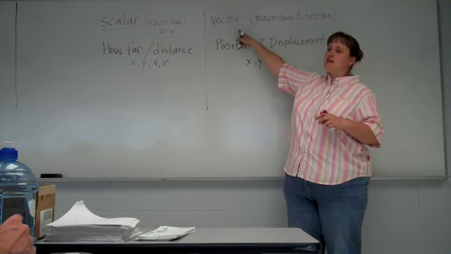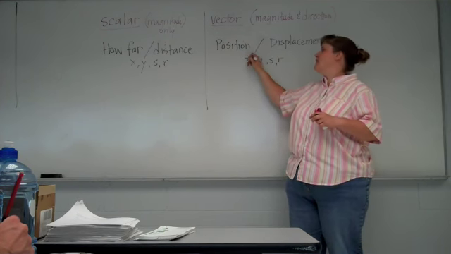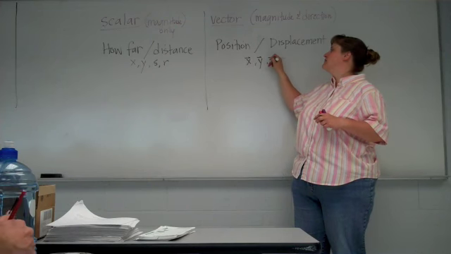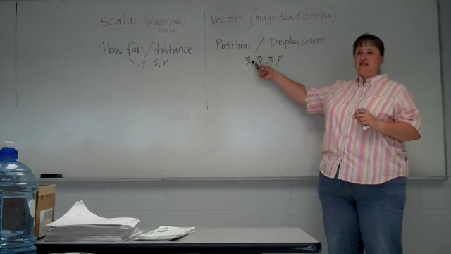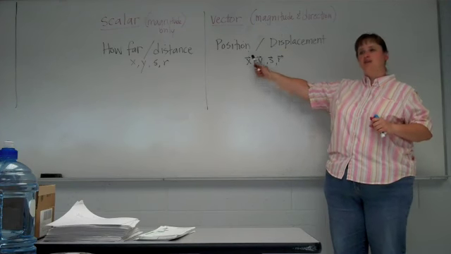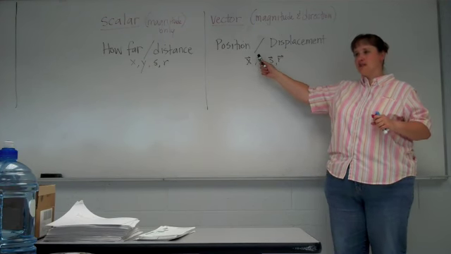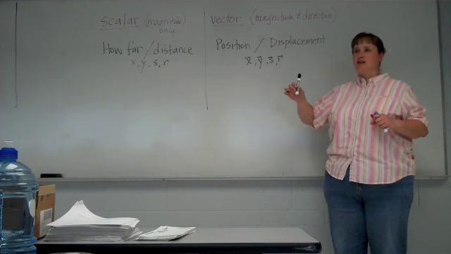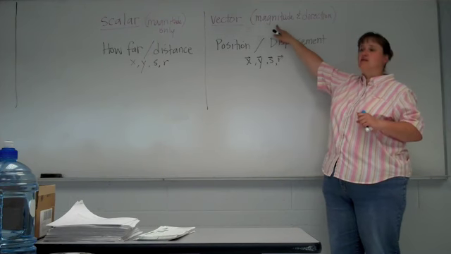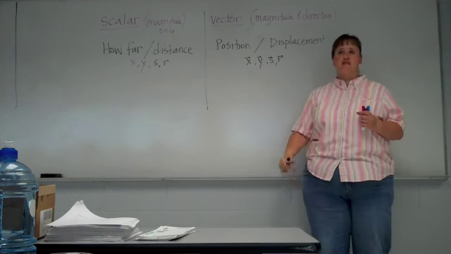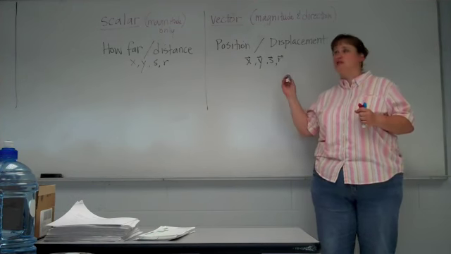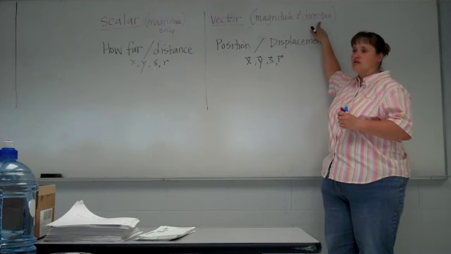To represent a vector, we draw a little arrow above it. So in the book, you're going to see this as well. A letter with a little half arrow above it means it's a vector. To accurately express a vector, you need a number, a magnitude, and you need a direction. So 15 miles north would be a vector. 15 miles north. Okay.